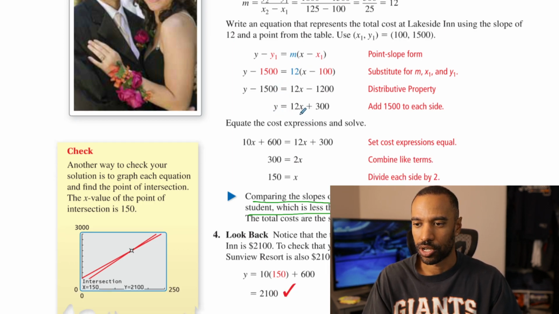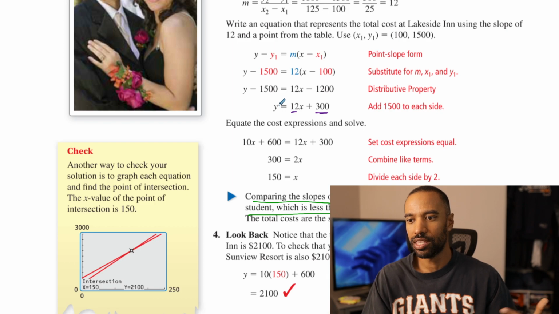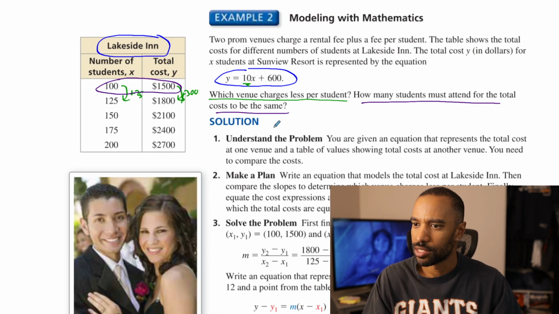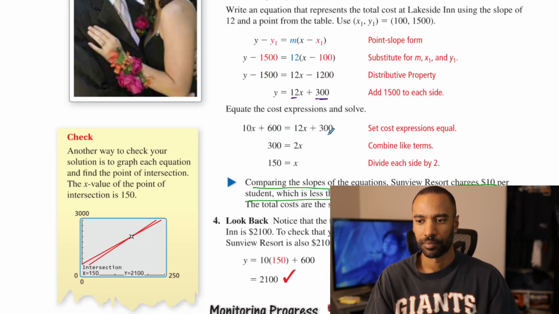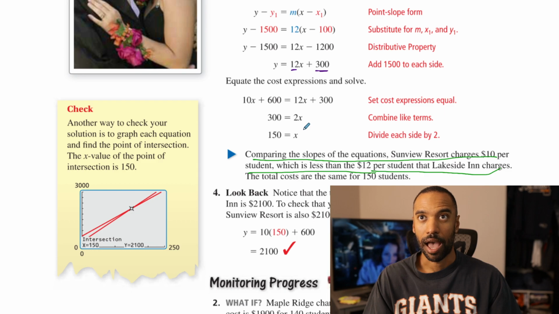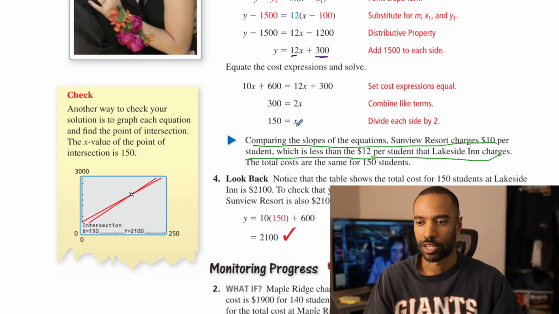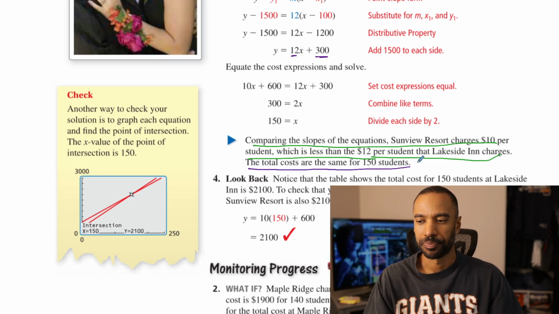So we have an equation for basically the rental fee of Lakeside Inn and the cost per student. And then we're going to set these y's equal to each other. When does the y from the, what is it called? Sunview Resort equal the cost for Lakeside Inn? After how many students is the cost the same? So we solve for x, we get 150. So after 150 students, the total costs are the same.